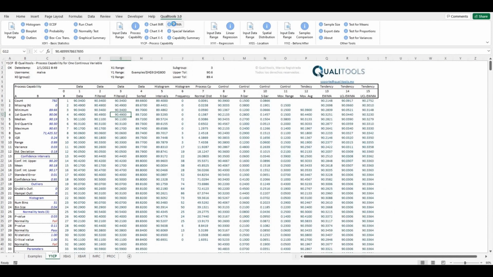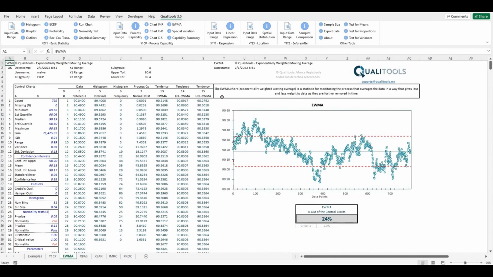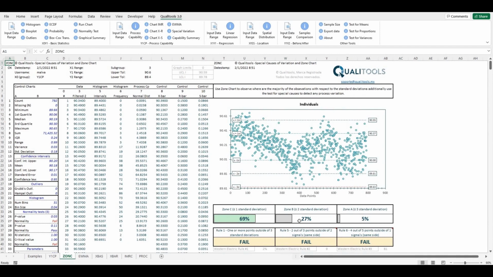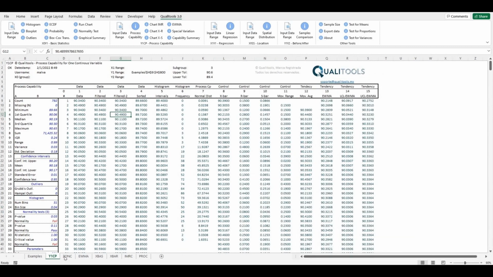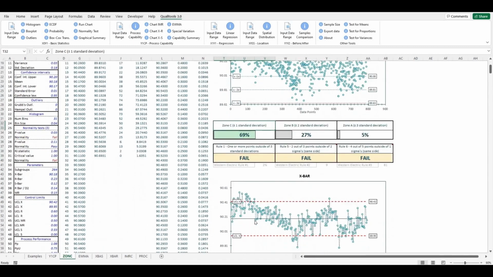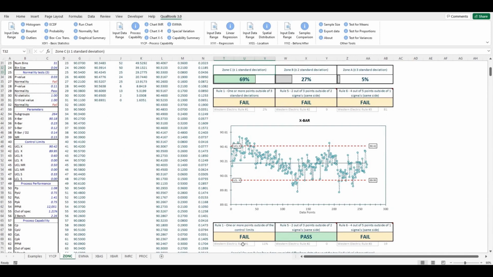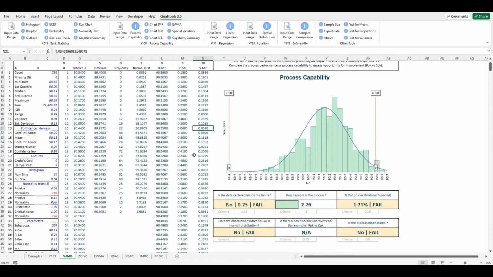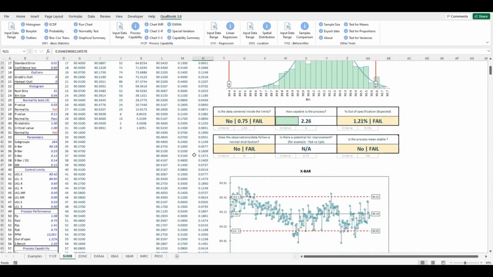After, we select EWMA, Exponentially Weighted Moving Average. Then, Special Variation, where we can visualize our data in terms of standard deviations, and the percentages of data that is allocated to each zone. We also have rules to detect special causes for variation, or in other words, variation that could be attributed to external factors. Lastly, we have the capability summary, which is a mix of the process capability and the chart XR.